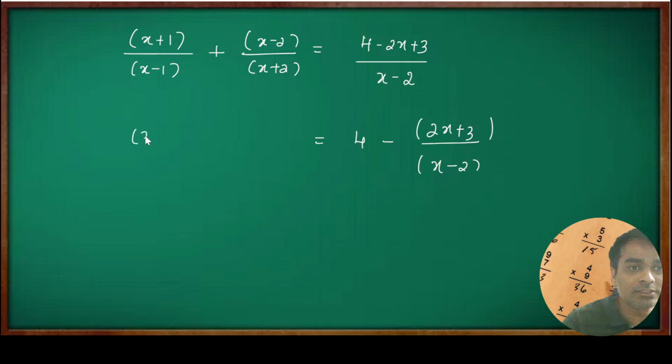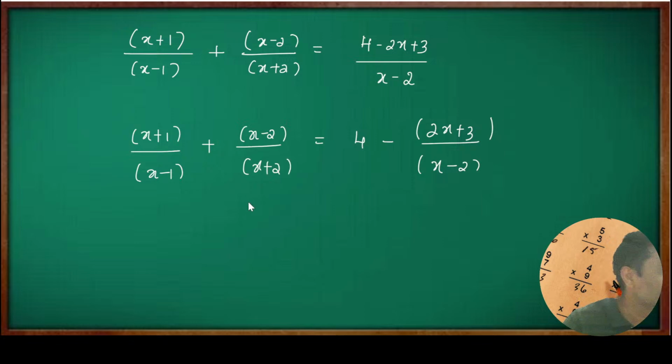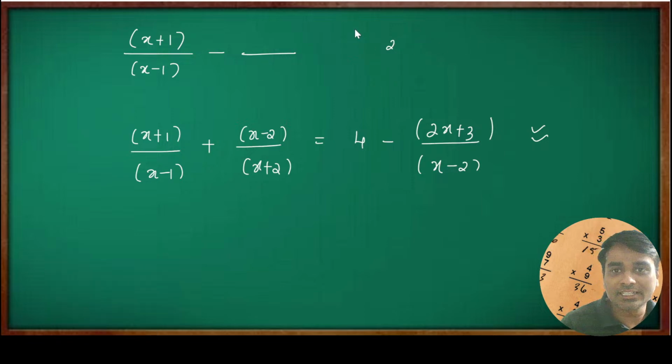Okay, so here (x plus 1) by (x minus 1) plus (x minus 2) by (x plus 2). Which one is the upper one or the lower one? This only is right, the second one. Okay, so this is from quadratic equations, I think.